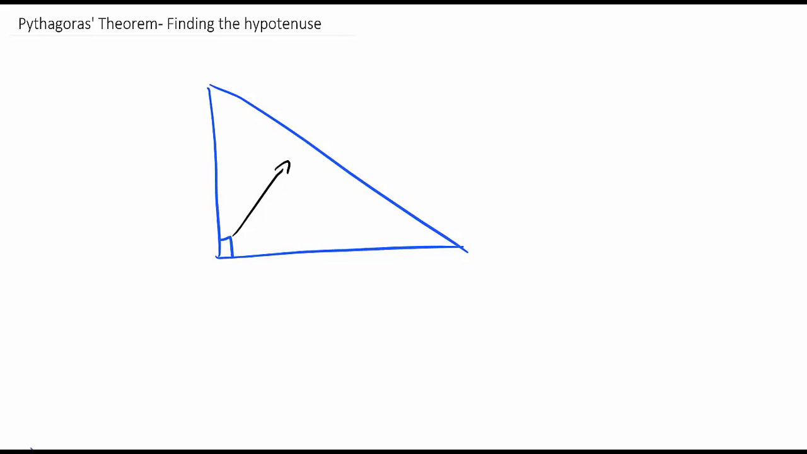Today, we're going to label our sides. We always label the hypotenuse C, and we always label the short sides A and B. So just a reminder, this is the hypotenuse.